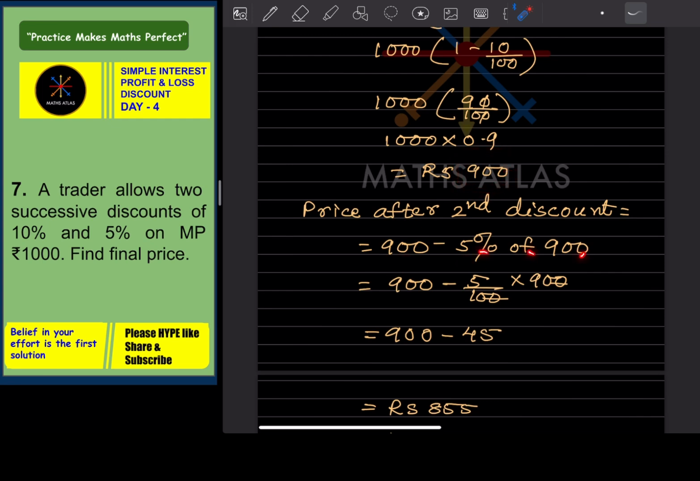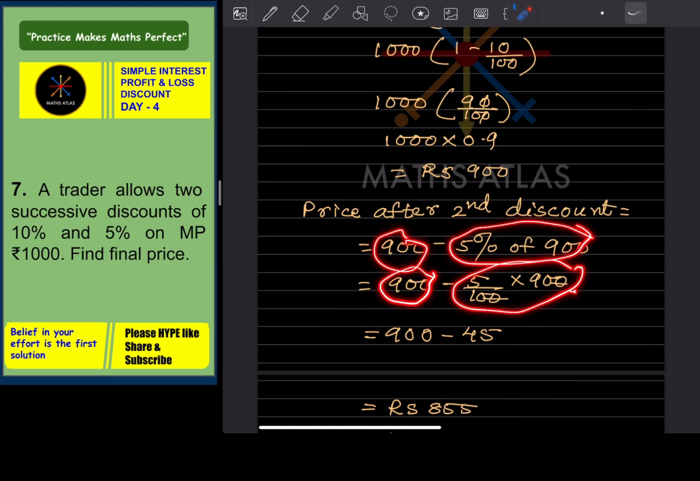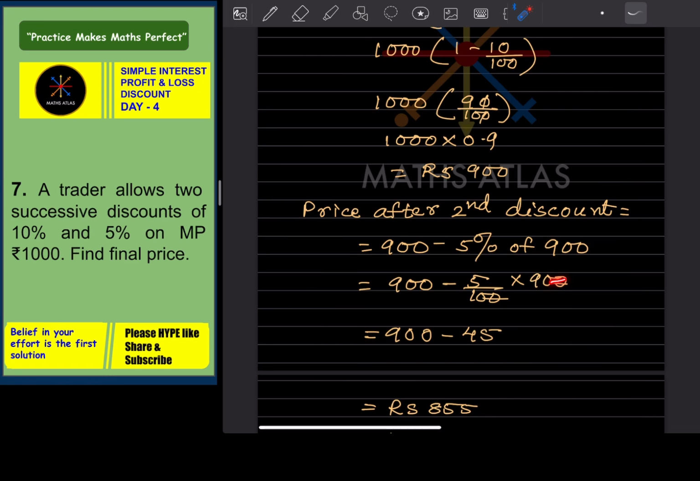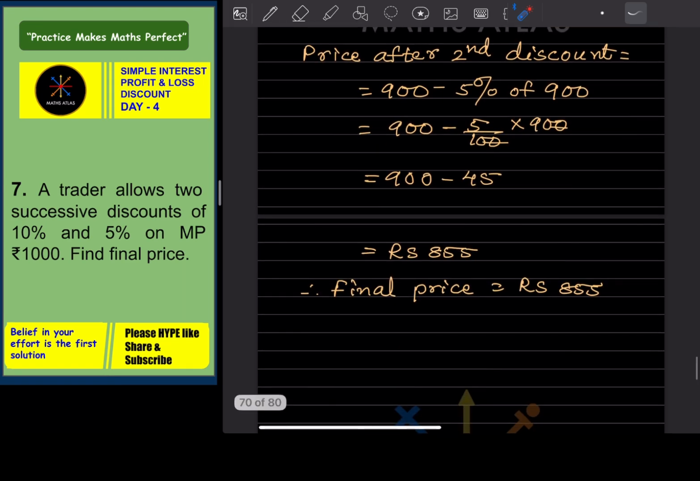5% of 900. This is the important step. So 900 minus 5 by 100 into 900. See here, this is done separately. Don't mix it up with the other one, otherwise it will be difficult to calculate. So this is going to be 900 minus 45, which is 855. So the final price is rupees 855.